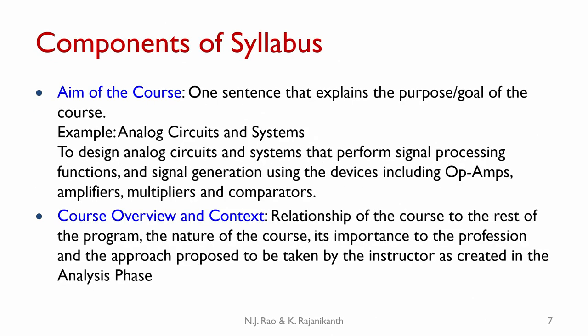Which are the components of a syllabus? One is to write the aim of the course, one sentence that explains the purpose or goal of the course. Let me give one example. For our proposed course on analog circuits and systems, the aim is to design analog circuits and systems that perform signal processing functions and signal generation using devices including op amps, amplifiers, multipliers and comparators.